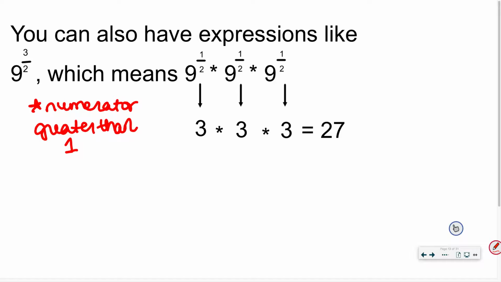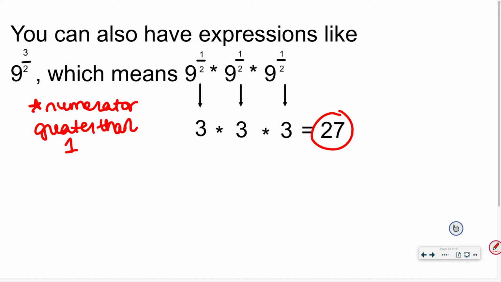So if I break it out, look at how I'm able to simplify it. We know that 9 to the 1/2 is 3. So this actually becomes 3 times 3 times 3, and I can calculate that to 27. So if you see a rational exponent like that, where the numerator is greater than 1, there's a strong chance that you can break it out.